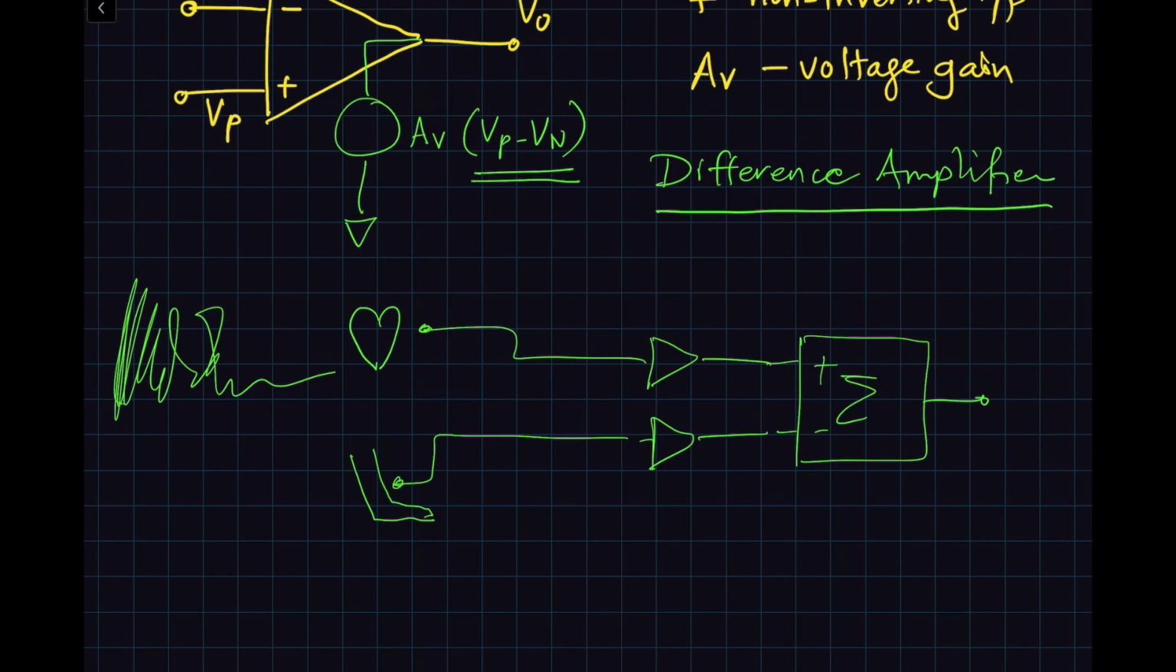Now, the kind of signals we are trying to detect, for example between the heart and your leg to do an ECG, would be a really small signal, which could be less than a millivolt.